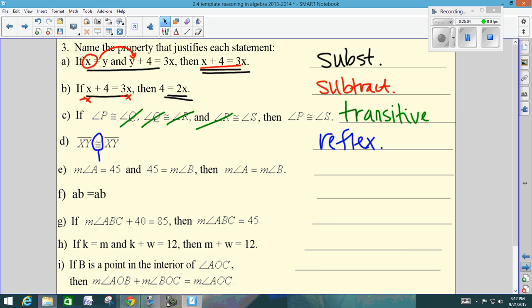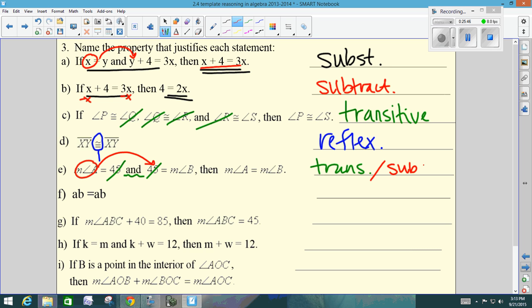If the measure of angle A equals 45, and 45 equals the measure of angle B, then the measure of angle A equals the measure of angle B. What do you think? What could it be? Transitive. A is equal to 45, and 45 is equal to B. We could just get rid of the 45s and say it's transitive. It could also be substitution, because if A equals 45, I could substitute A in for 45 over here. Anytime you use transitive property, you can always use substitution also. Transitive is just substituting more than once.